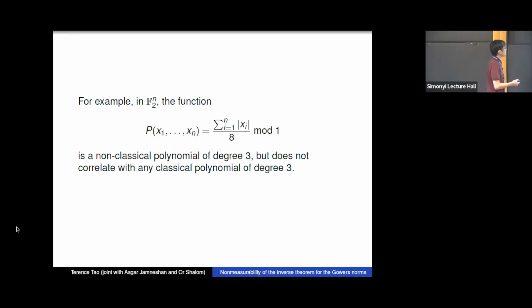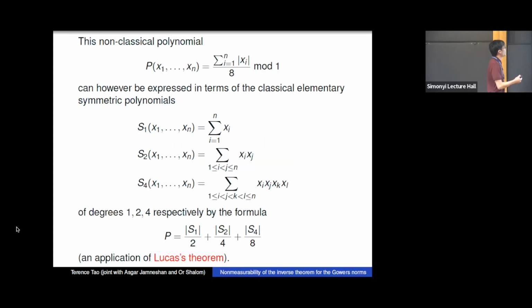Instead, it is actually connected to classical polynomials of degree 4. You can write this non-classical cubic in terms of a classical linear function, which is just the first elementary symmetric function, where you sum all your coefficients mod 2. There's also the second classical elementary function, where you sum all the pairs of products mod 2. And then there's the fourth elementary function, where you do it 4 times. By an application of a classical formula called Lucas's theorem, you can show that this cubic can be written as a simple combination of these 3 classical functions, but the degree has gone up. So this is cubic, but if you want to express it classically, you need to introduce a quartic. And that's the general principle: any non-classical polynomial of degree k can be expressed in terms of classical polynomials of degree a bit higher than k.